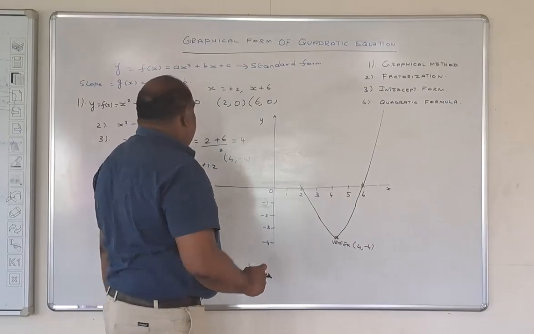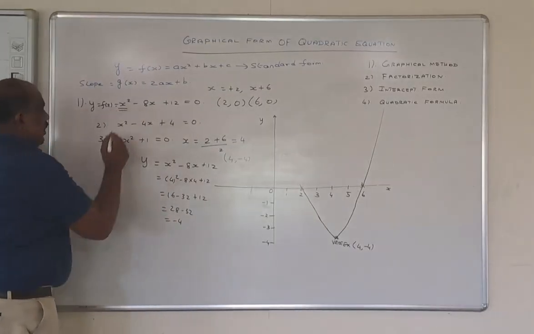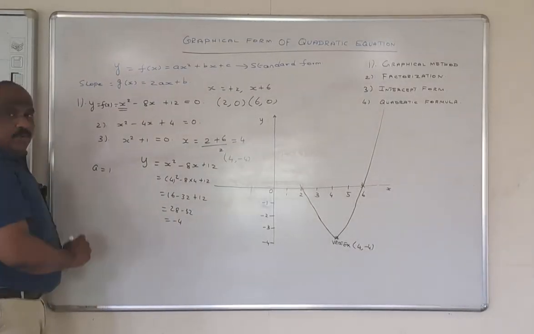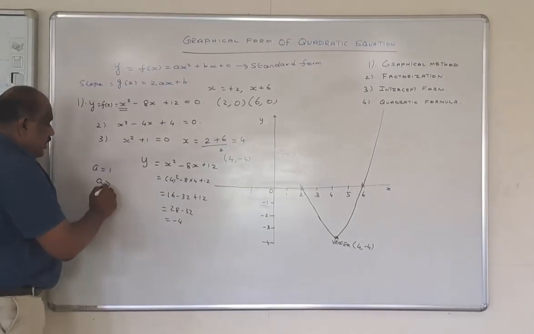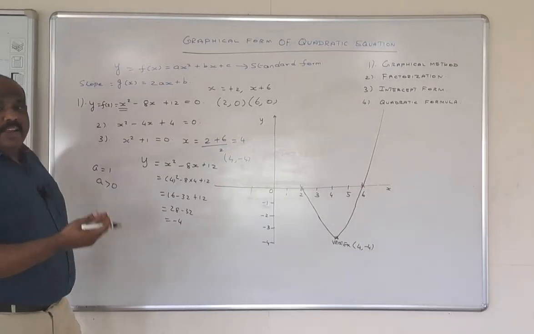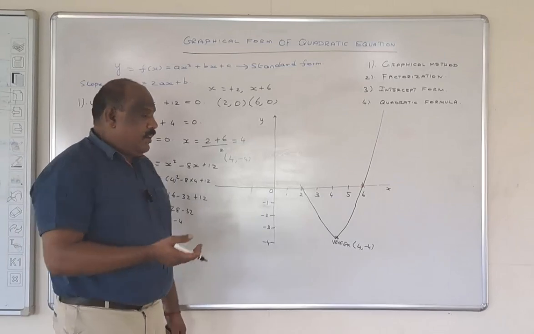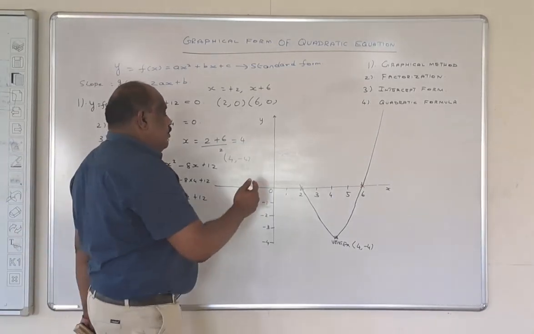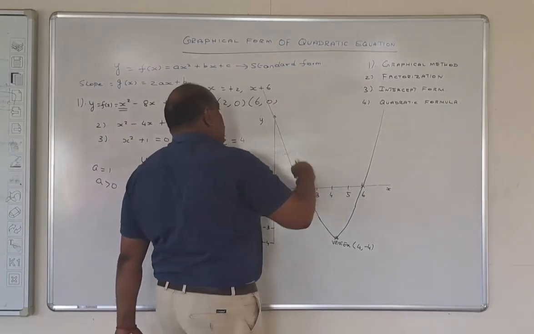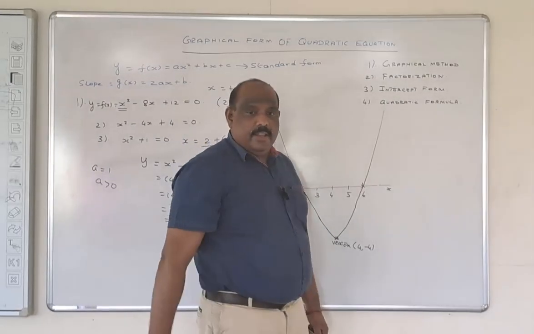And what is the value of A? A equal to 1. Whether A is greater than 0 or less than 0. What do we mean by greater than 0? Open upwards. In the last lesson we said when A is greater than 0, it will open upwards. So this graph goes to infinity.